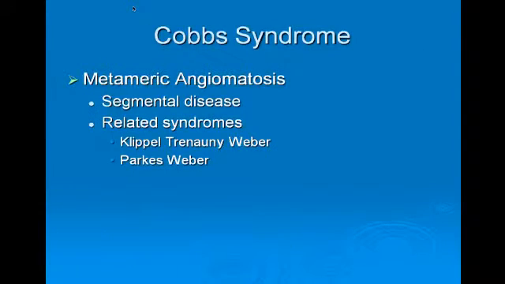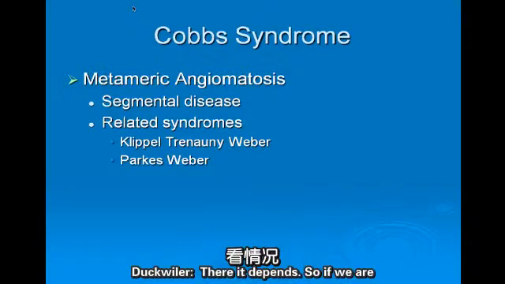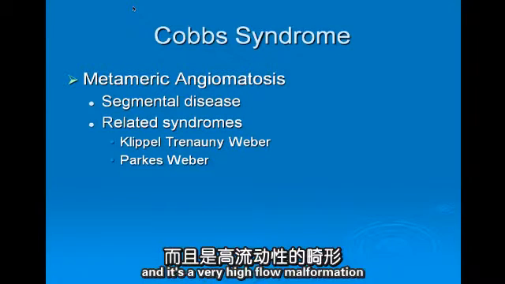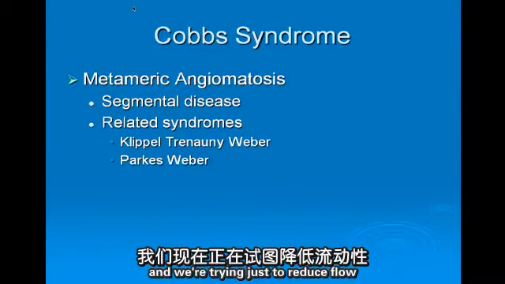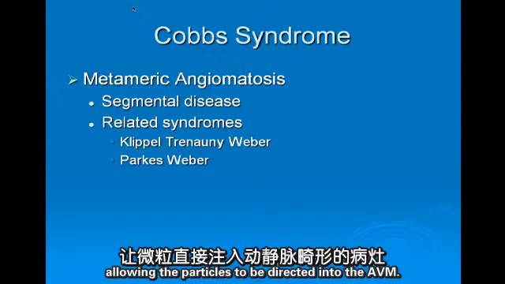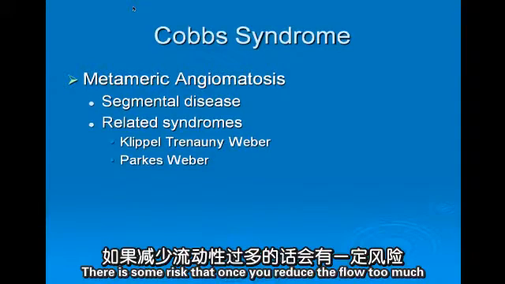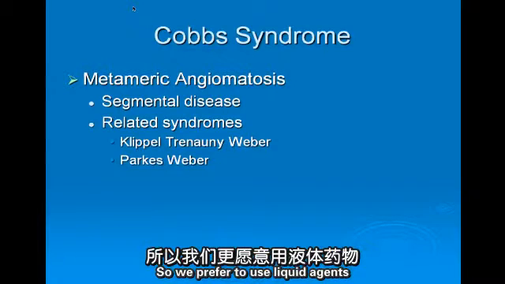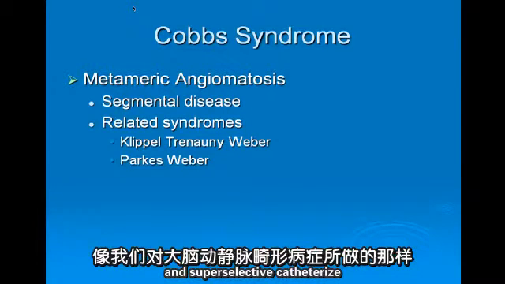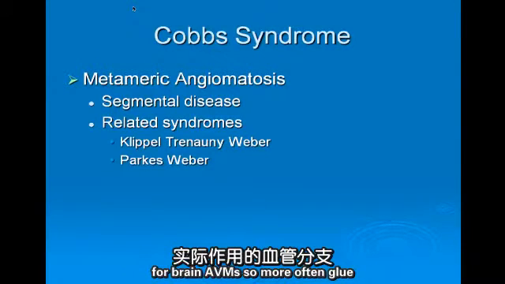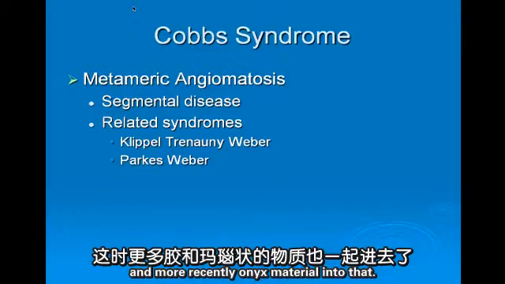Aaron, what do you use to embolize? It depends. In the past, when we could not get selective and it's a very high flow malformation and we're trying just to reduce flow, we can do flow directed embolization, allowing the particles to be directed into the AVM. There is some risk that once you reduce the flow too much, it'll start going to the anterior spinal artery. So we prefer to use liquid agents and super selectively catheterize into the actual feeder branch, just like we do for brain AVMs. So more often glue and more recently Onyx material.